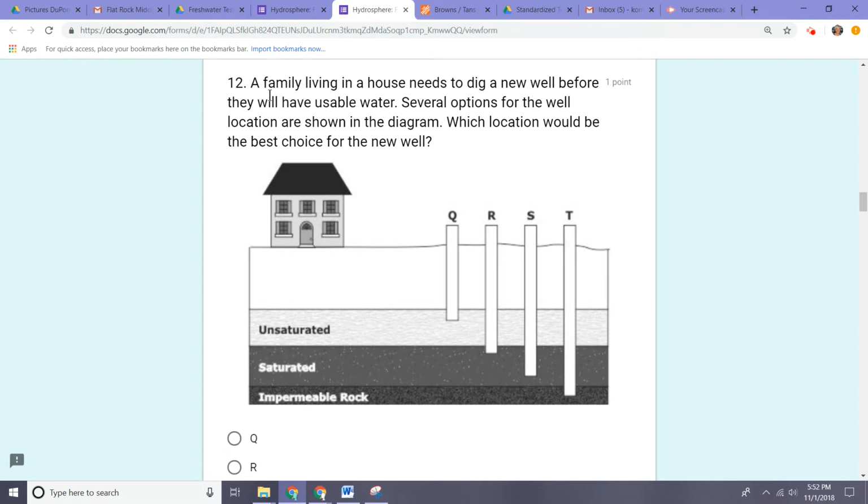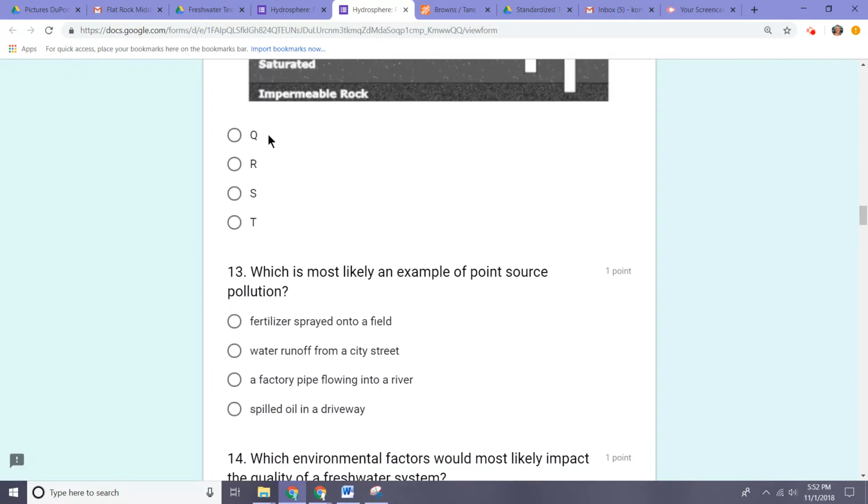Number 12. A family living in a house needs to dig a new well before they will have usable water. Several options for the well location are shown in the diagram. Which location would be the best choice for the new well? Q, R, S, or T? Unsaturated, saturated, impermeable rock. Q, R, S, T.